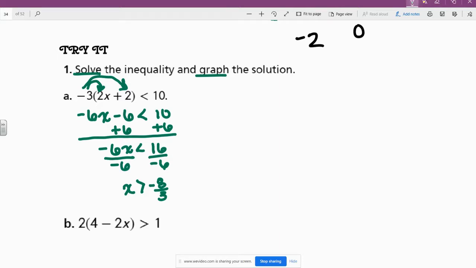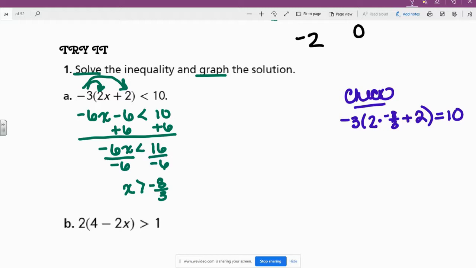Now, you want to check to make sure that -8/3 is the correct answer. So if you plug it back in, I'll do the check way over here. Your first check is just to see if that answer is correct. So if you take -3 times 2, and then we'll multiply that times -8/3, and then add 2, it should equal 10. And if it doesn't equal 10, that means mathematically something went wrong.